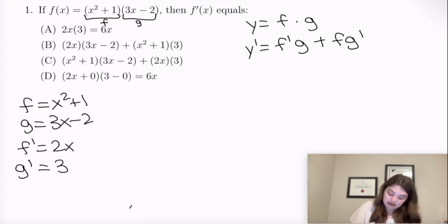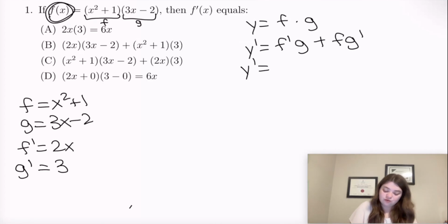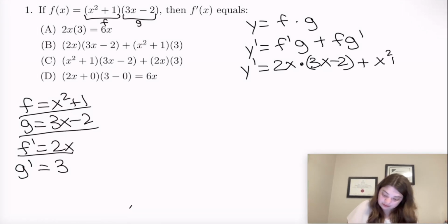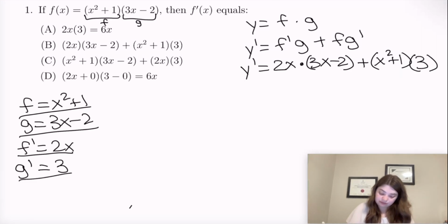So now I'll plug in those values into my derivative of the overall equation, y. So that's going to be 2x times 3x minus 2 plus x squared plus 1 times 3. So therefore we have, that's an exact match to b, and so b would be our answer here. All right, let's do the next one.